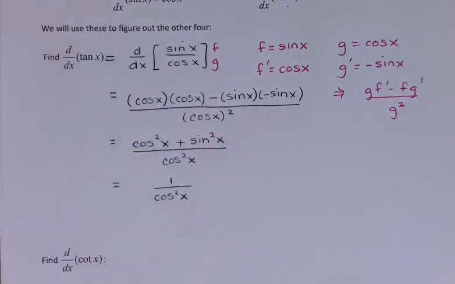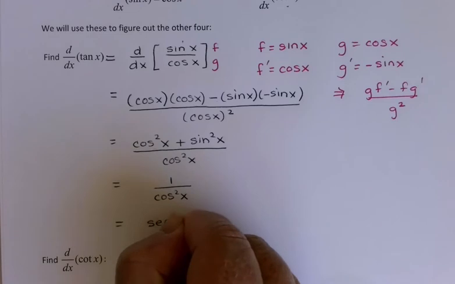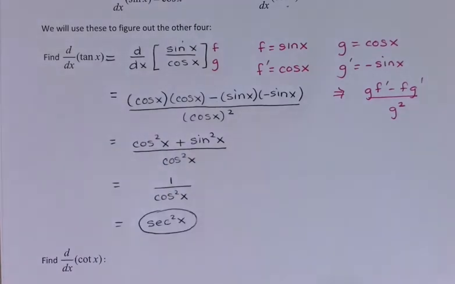And one more trig identity here, the reciprocal of cosine is secant. So I could also write this as secant squared x. And that's how you'll usually see these listed. The derivative of tangent x is secant squared x.